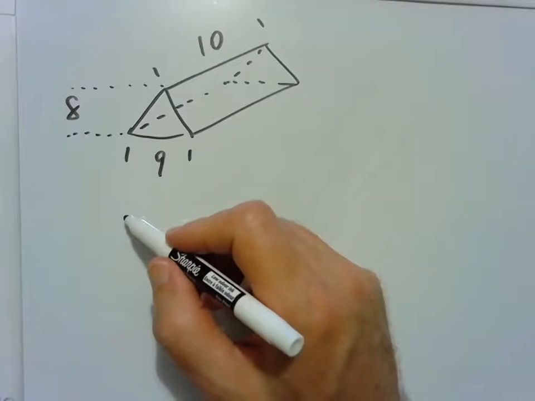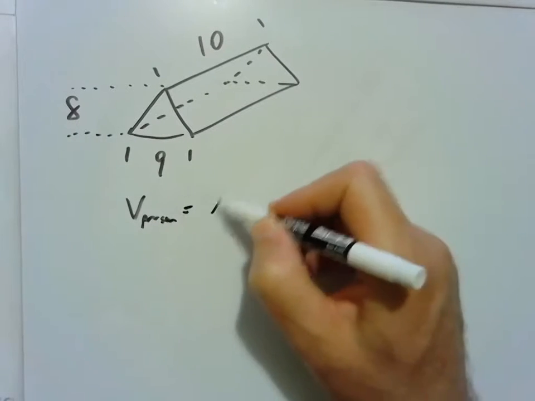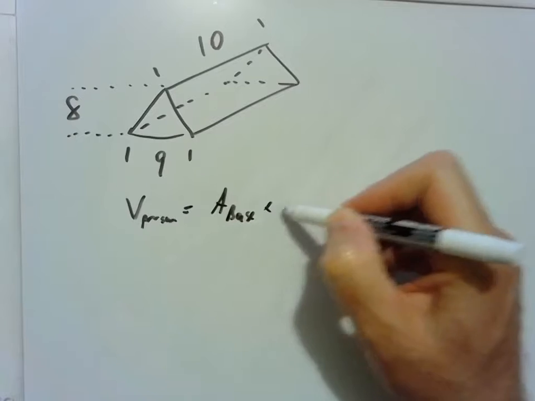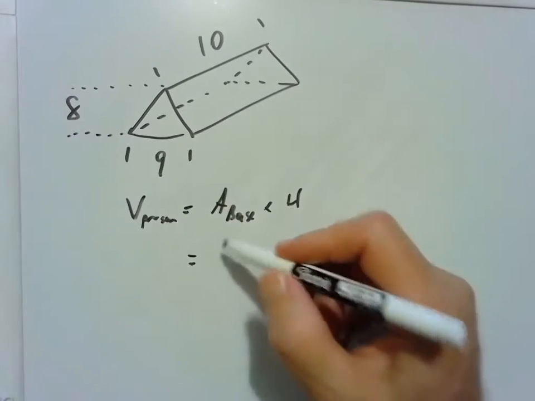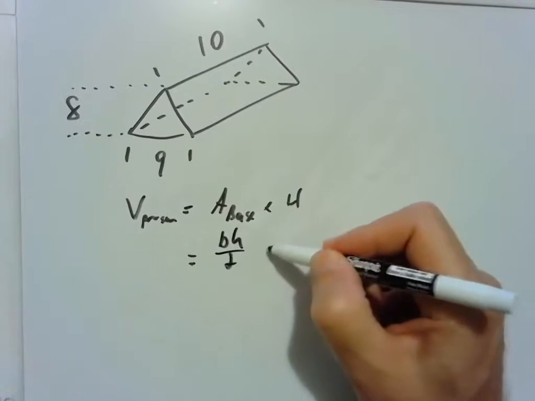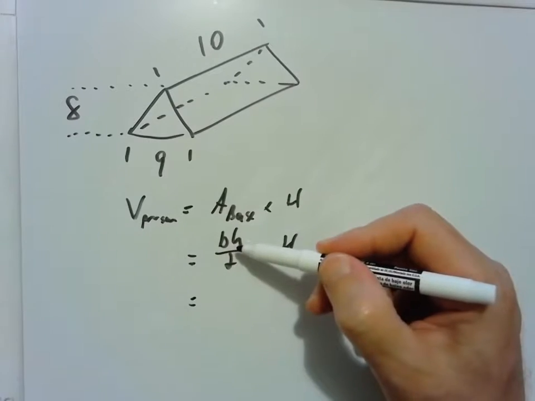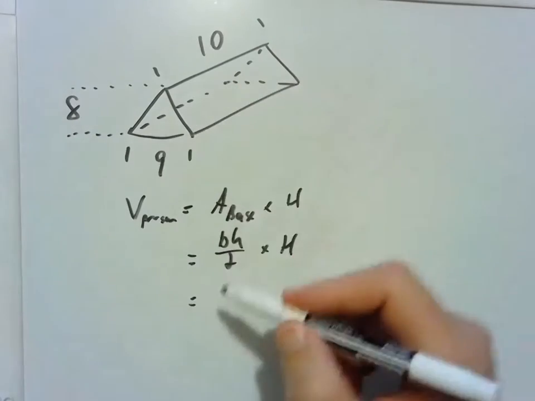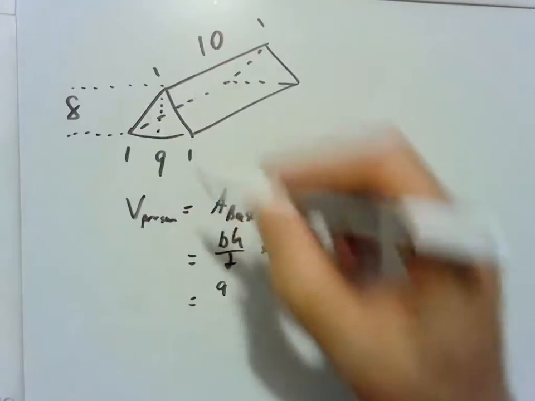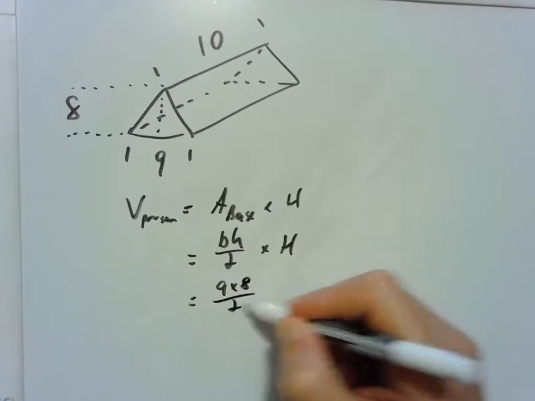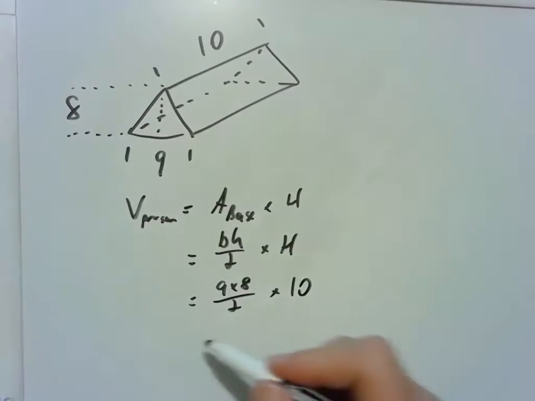We only have one rule for the volume of a prism. That's the area of the base times the height of the prism. Here, the base is a triangle, so it's base times height on 2 times the height of the prism. And we want the base and the height of the triangle, so the base is 9. The height, the perpendicular height, is this 8 on 2. And the height of the prism is the length of the prism, which is 10.